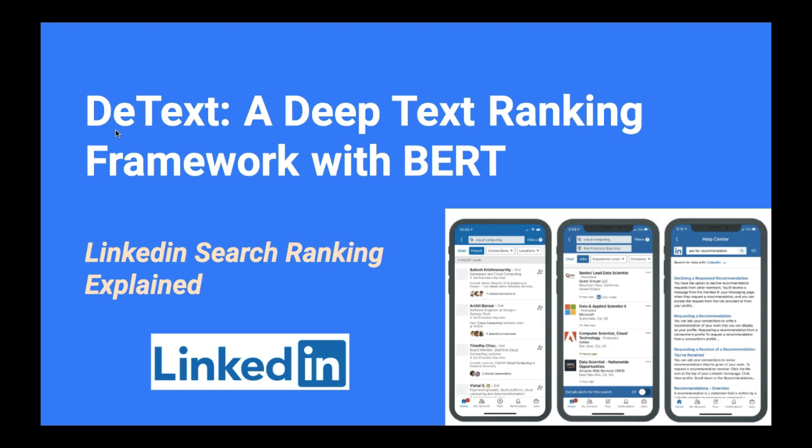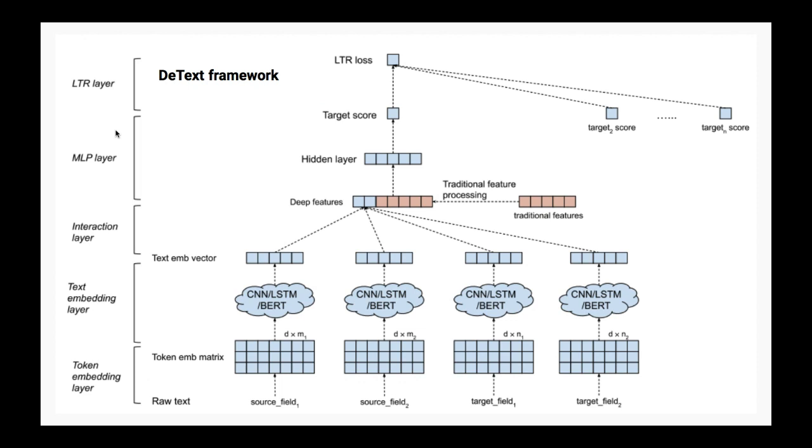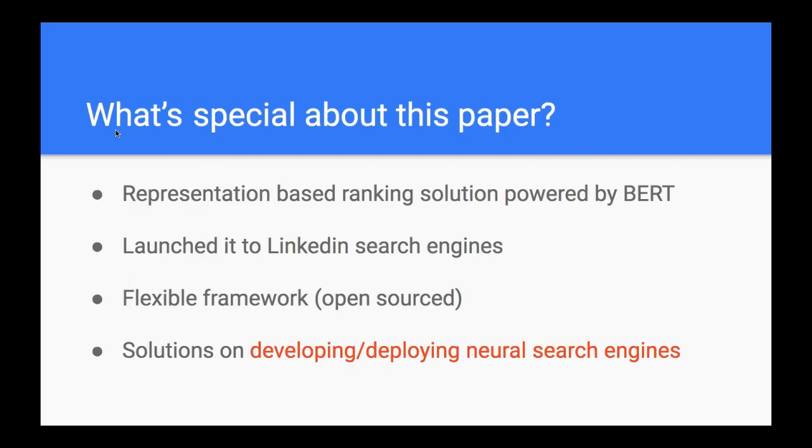If you are a practitioner, a practical person, and you are very interested in search and ranking, you probably won't want to miss the video today. So yeah, they perform this on 3 different search verticals. In fact, they also extend to some other tasks. So you can see there's a job search, there's a people search, there's a help center, that kind of thing. And this framework is super flexible. You can plug in CNN, LSTM models or BERT models.